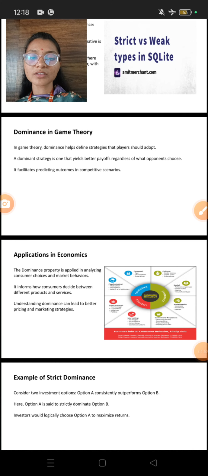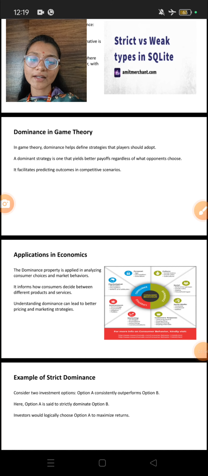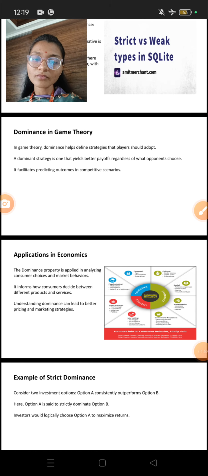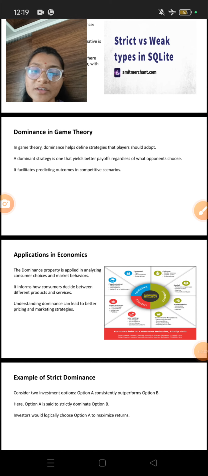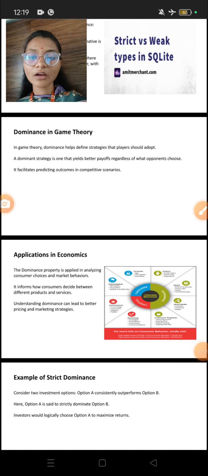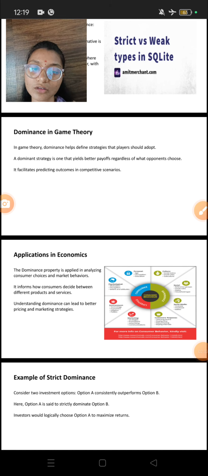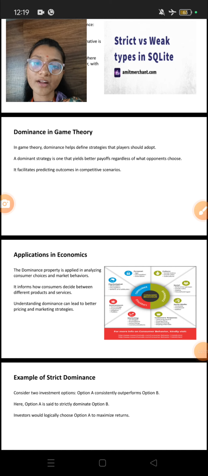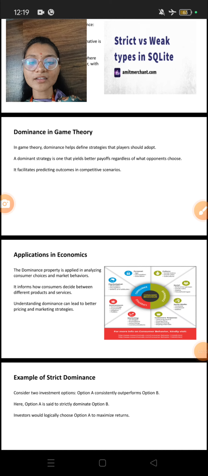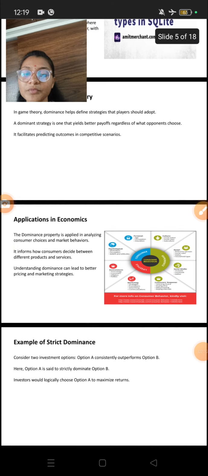Applications in economics. The dominance property is applied in analyzing consumer choice and market behaviors. It informs how consumers decide between different products and services. Understanding dominance can lead to better pricing and marketing strategies.